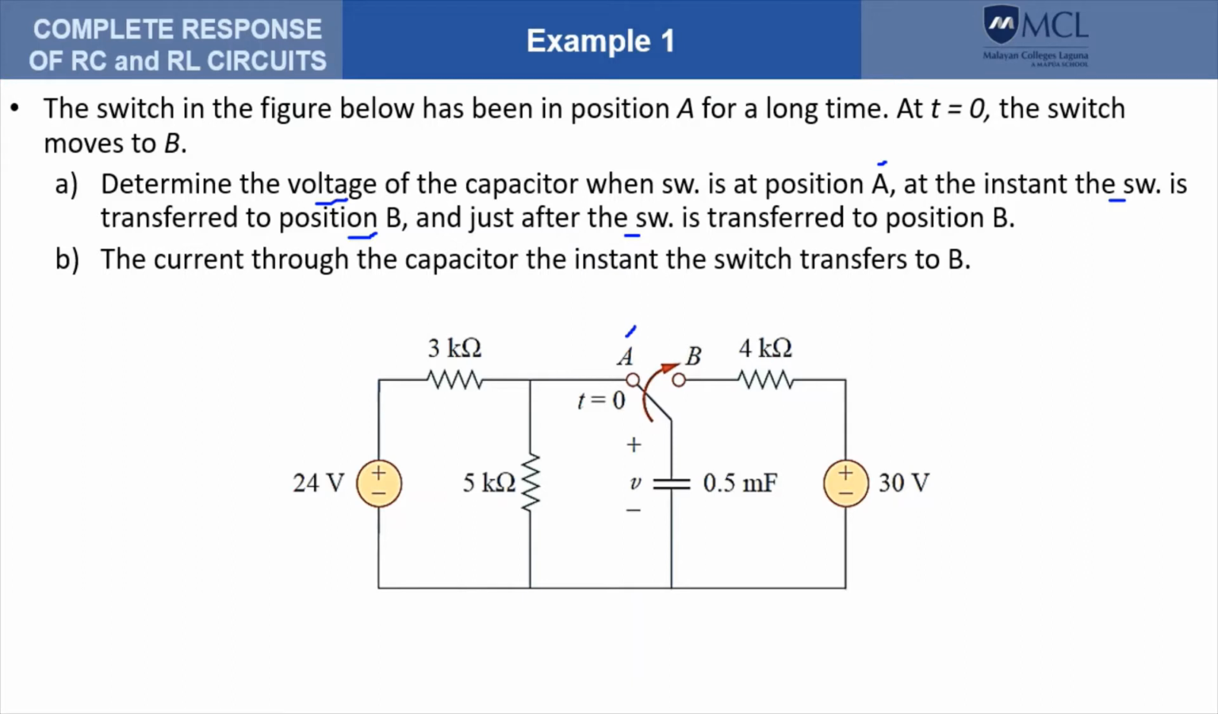So we are required to get the voltage V at or before t equals 0, the voltage at exactly t equals 0, and the voltage just after t equals 0. We are also required to know the current through the capacitor at the instant the switch is transferred to B. So meaning what is I through the capacitor at t equals 0.